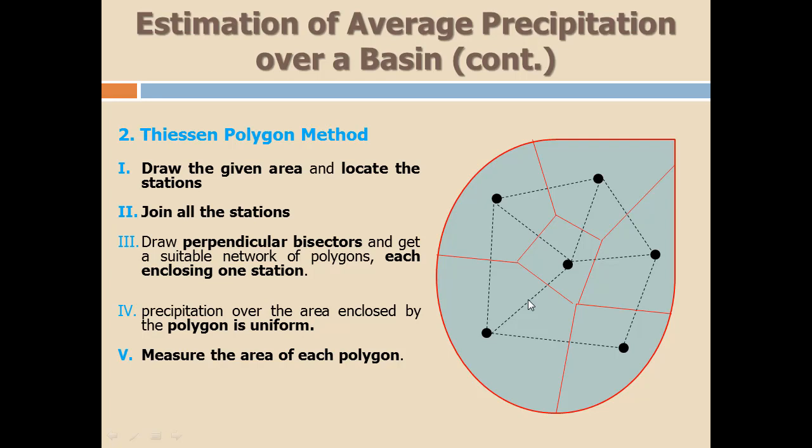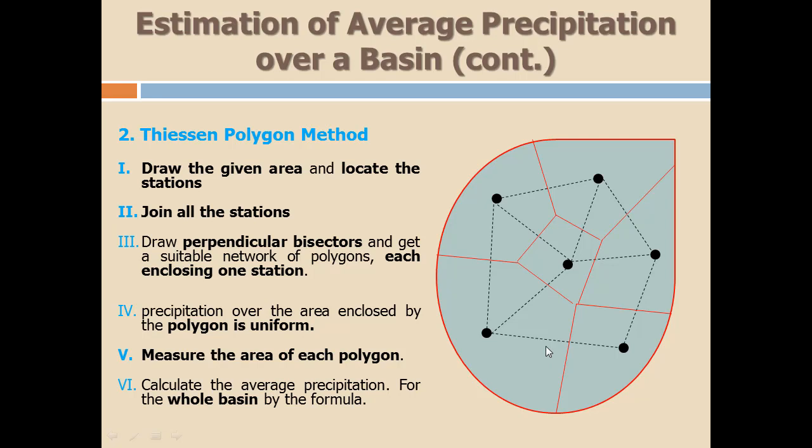The second method is, if you have trace paper, you can put tracing graph paper over the map, and you can calculate the number of blocks within each polygon, and in that way you can calculate the area according to scale. So when you find out the areas of all the polygons, the precipitation values of all the gauge stations are already known. So then how will we calculate the average?